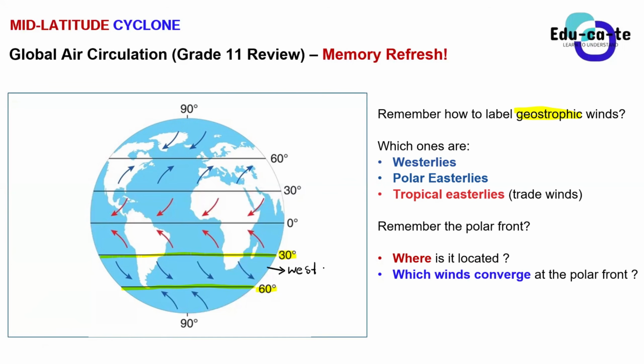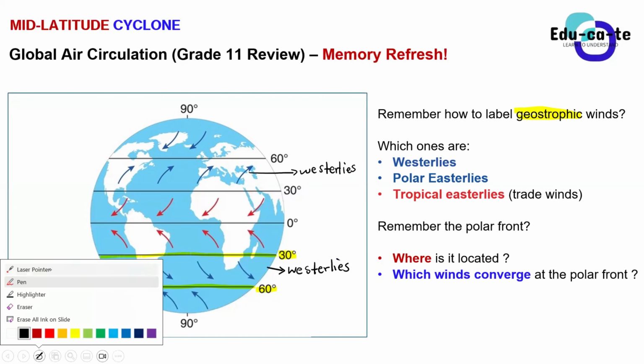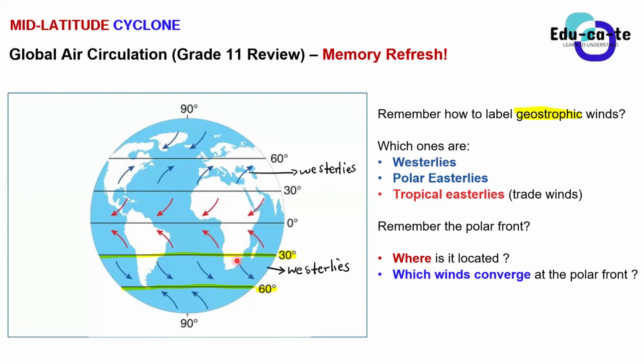I'm just reminding you. So these winds are known as westerlies. It means that in the northern hemisphere these winds are also westerlies. But we do not really focus on the northern hemisphere because you are in the southern hemisphere. We're in South Africa. You can see that South Africa is here, right under this 30 degrees line of latitude. So we are going to focus on the southern hemisphere.